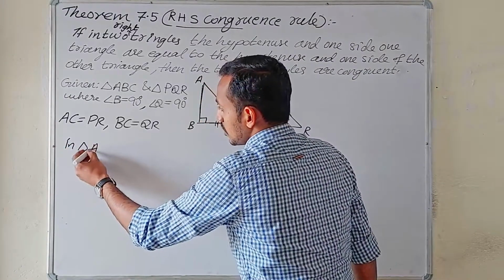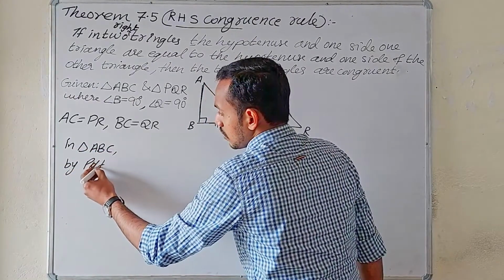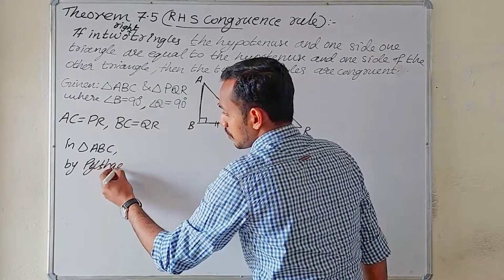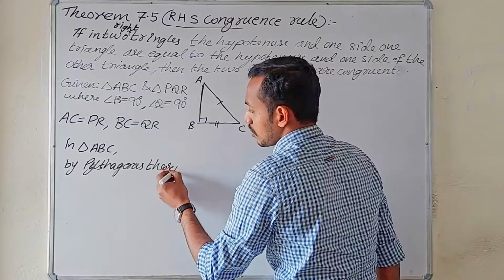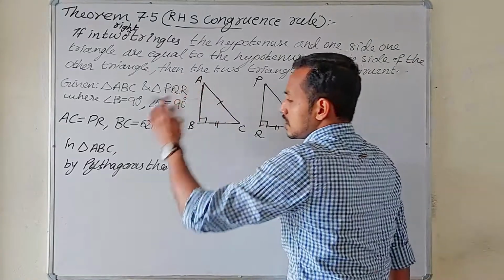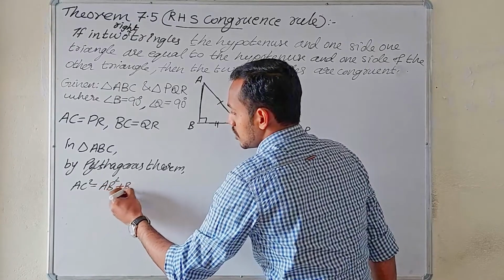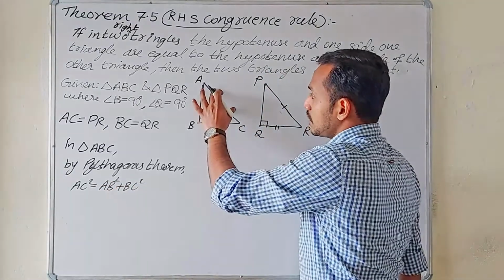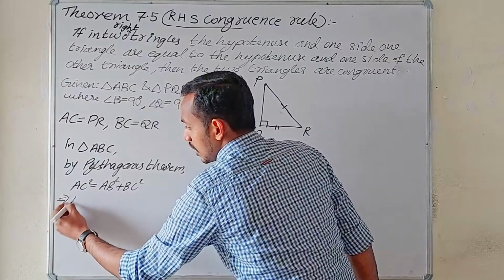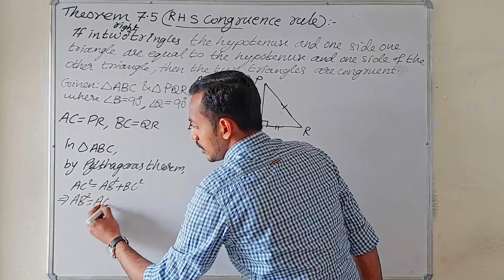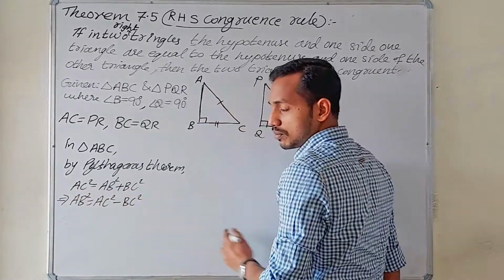In triangle ABC, by Pythagoras theorem, AC square is equal to AB square plus BC square. According to Pythagoras theorem, the square of the hypotenuse is equal to the sum of the squares of the other two sides. Then let's write that implies AB square is equal to AC square minus BC square, taking BC square to the other side. So it will be equation number 1.